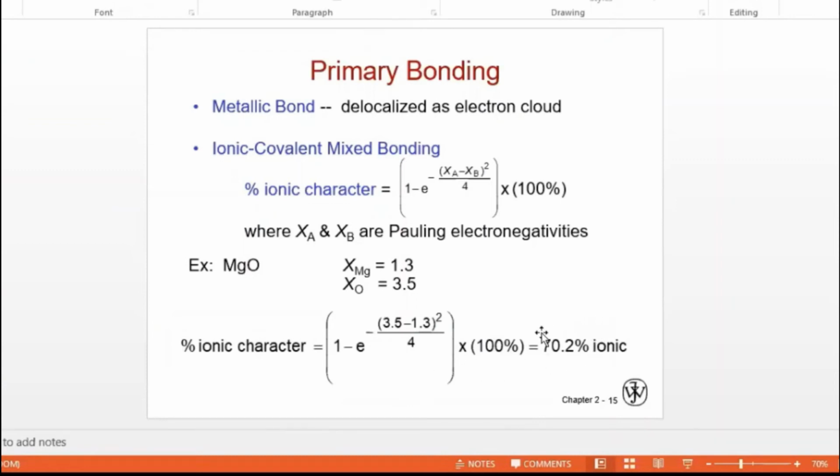So always this ionic character value will be in between 1 and 100, right? So for MgO, (3.5 minus 1.3) whole squared upon 4. If you take your calculator and count, that will bring 70.2% ionic. So this is the ionic character of MgO, and this is how we find the ionic character by this formula. Substitute the two Pauling electronegativity values, then you will find how much it is ionic. So MgO is 70.2% ionic.